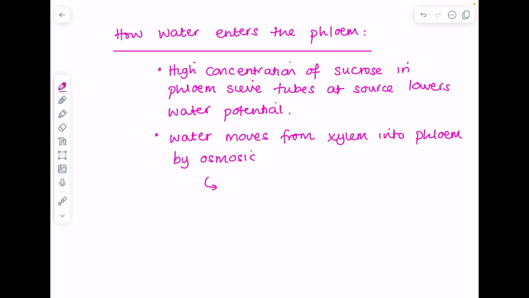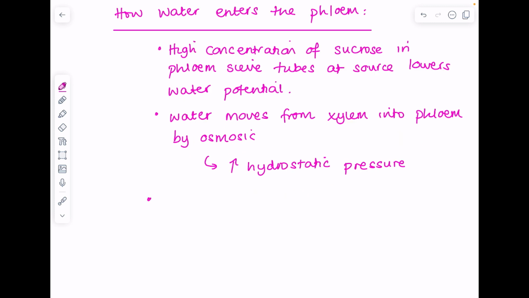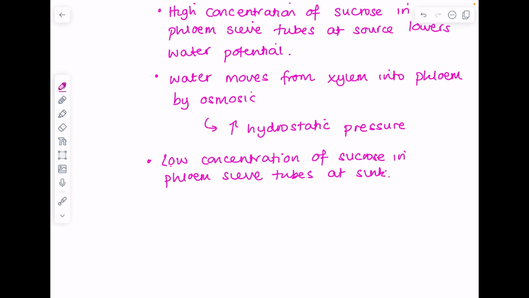And that has a knock-on effect of increasing the hydrostatic pressure at the top of the phloem, so near the source. And then obviously because the sucrose hasn't moved yet, comparatively speaking, there'll be a low concentration of sucrose at the sink. So for example, the roots. So what does that do?